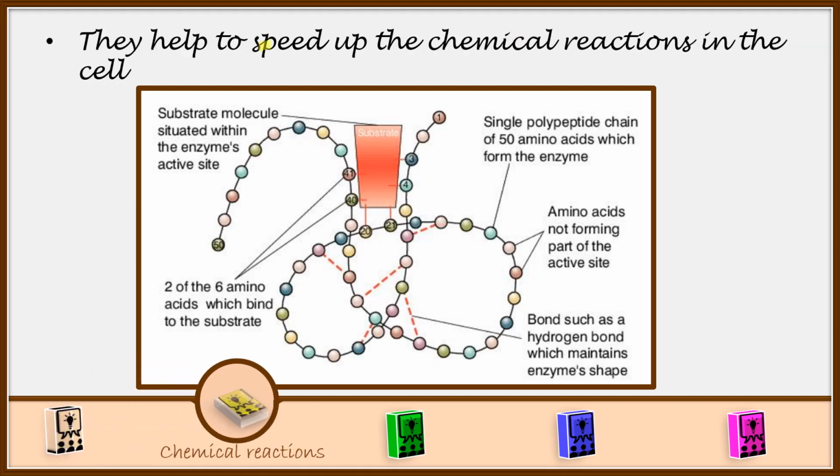They help to speed up the chemical reactions in the cell. So the main function of the enzyme is to speed up these chemical reactions that are taking place in the cell.